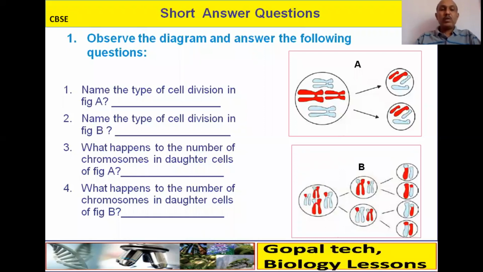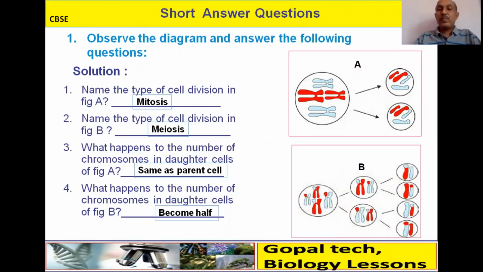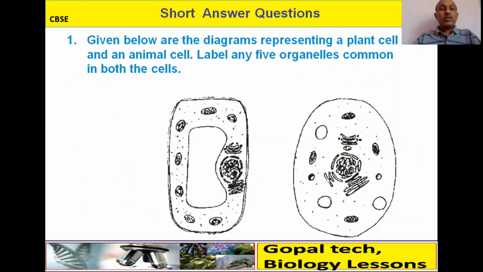What happens to the number of chromosomes in daughter cells of figure A? उसी प्रकार से फिगर बी. वीडियो पॉज करेंगे, आंसर लिखेंगे, देन चेक करेंगे. सी पहला आंसर आना चाहिए माइटोसिस, दूसरा बी डायग्राम है मियोसिस. ए में सेम एज पेरेंट सेल, जितने पेरेंट सेल में क्रोमोसोम हैं उतने ही डॉटर सेल्स में होंगे. और इधर दे बिकम हाफ, अगर 4 है तो हाफ होंगे, दैट इज 2. अगर हमारे बॉडी में 46 है तो गैमेट्स कंटेन 23. सो दिस प्रकार के क्वेश्चंस भी आएंगे.